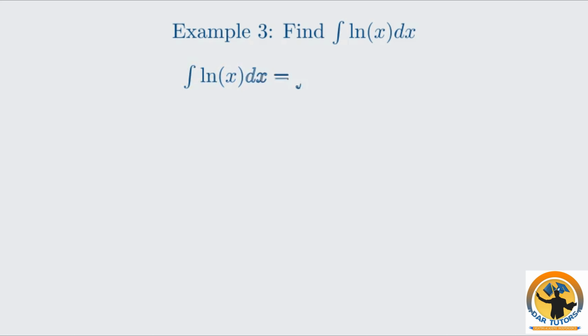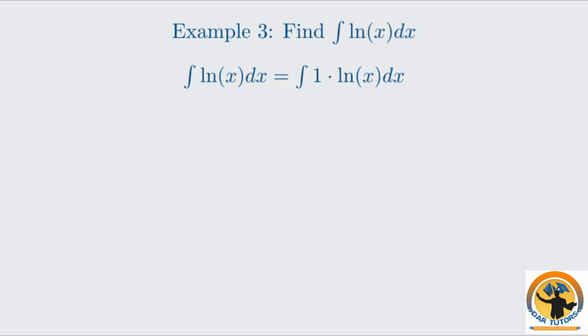Sometimes, the integrand doesn't look like a product of two functions, but we can still use integration by parts. A classic example is the integral of the natural logarithm of x. Our objective is to find the integral of the natural logarithm of x dx. At first glance, this doesn't seem to be a product. However, we can write it as a product of 1 and ln x. We can rewrite the integral as the integral of 1 times the natural logarithm of x dx.